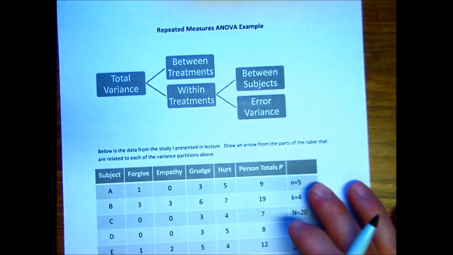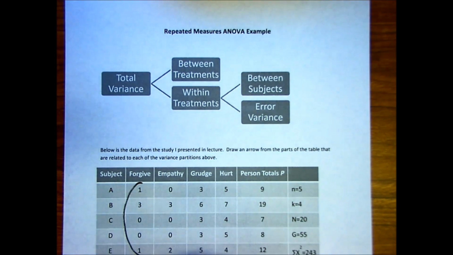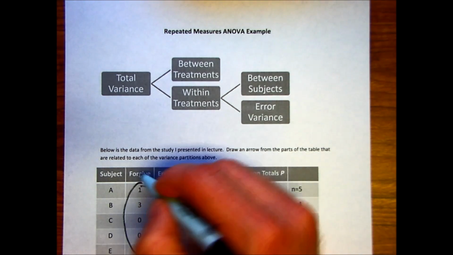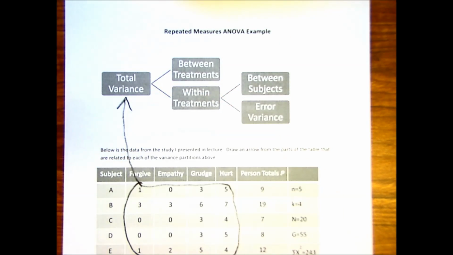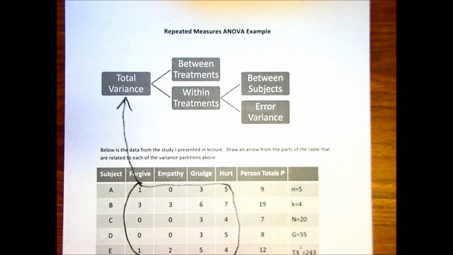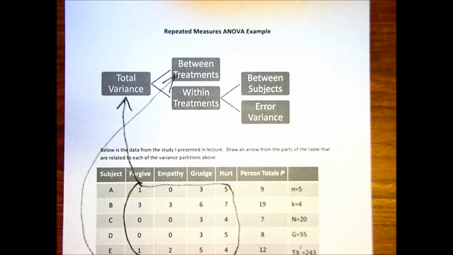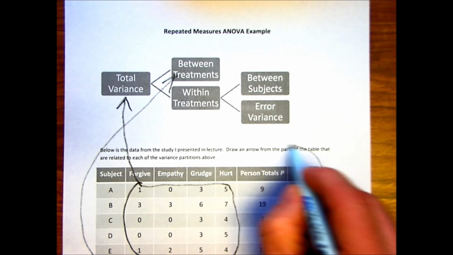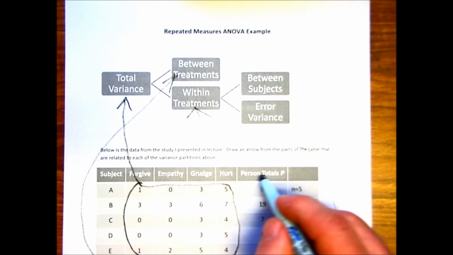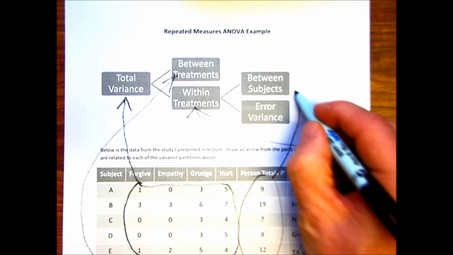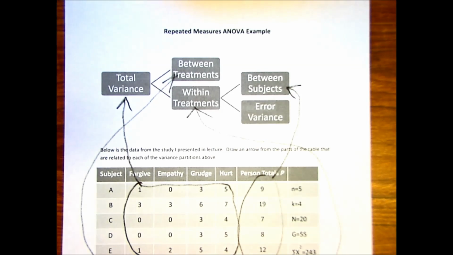In summary, for looking at the variability on this, our total variability is all those scores there. We look at the means here for the between treatments variability. We look at those sum of squares for the within treatments, and we look at the person totals for the between subjects.